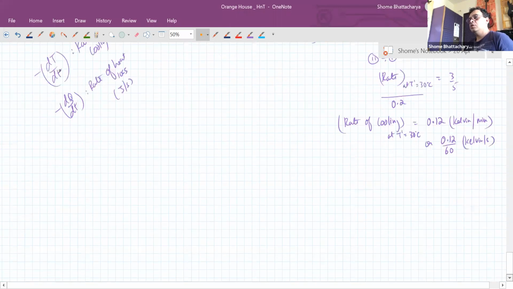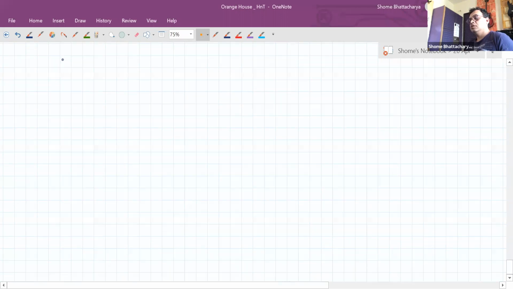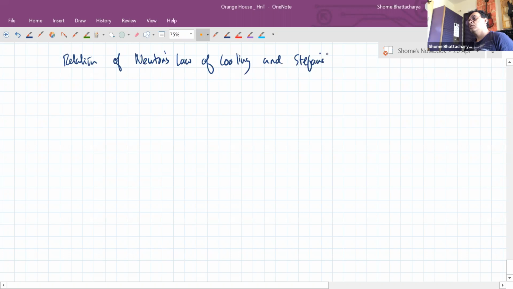Okay, now let us understand the relation of Newton's law of cooling and Stefan's law of radiation. There is obviously a connection between the two, so let's understand this.